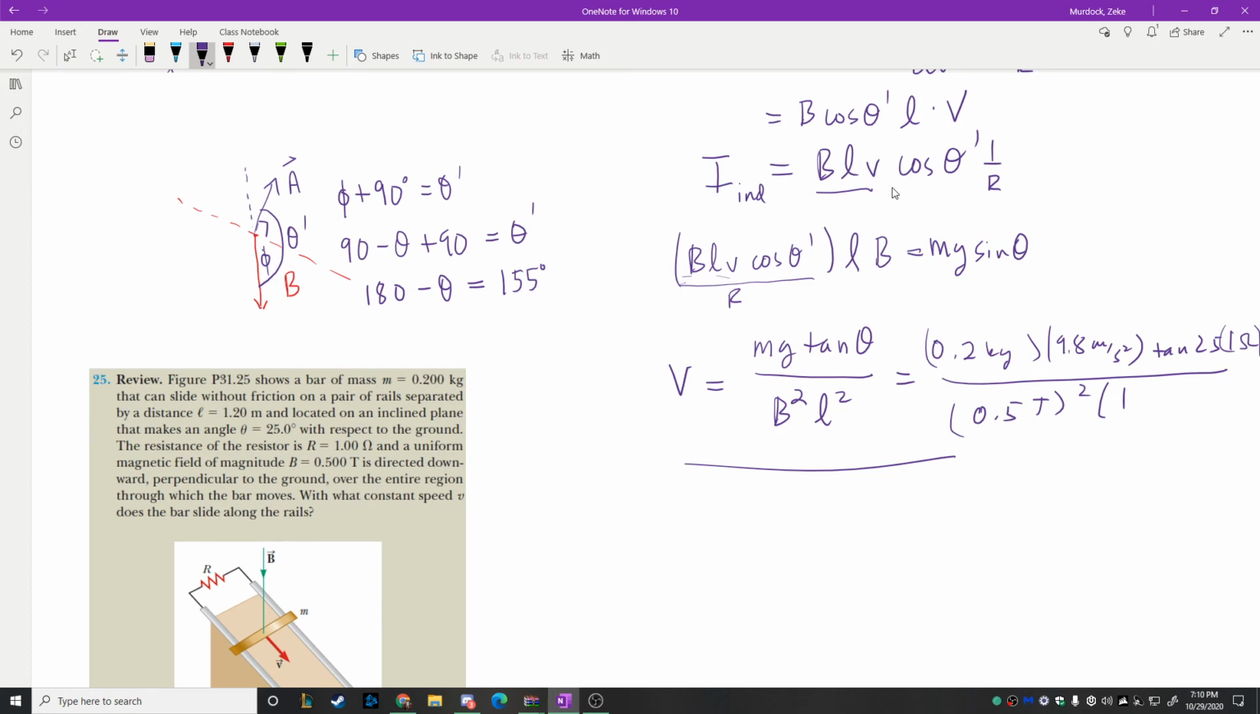Now let's see, what was L equal to? 1.2 meters. And you can use that to calculate. I think that's pretty easy to solve at that point. So I'm going to go ahead and stop the recording there.